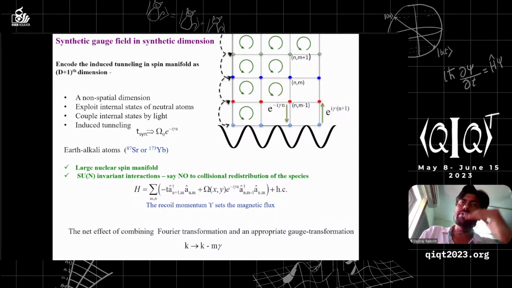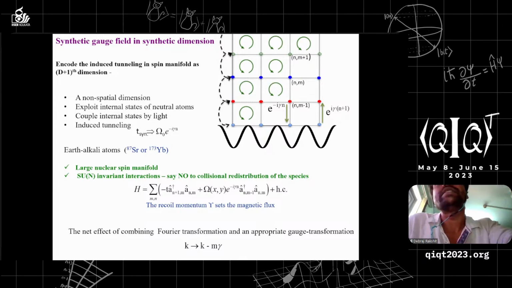This is an interpretation of the same thing. I can couple these different internal states by light. I can drive my atoms from one state to another through this light, but then I am interpreting it as a dimension. So this is one thing. When you do it, it will bring a phase actually.